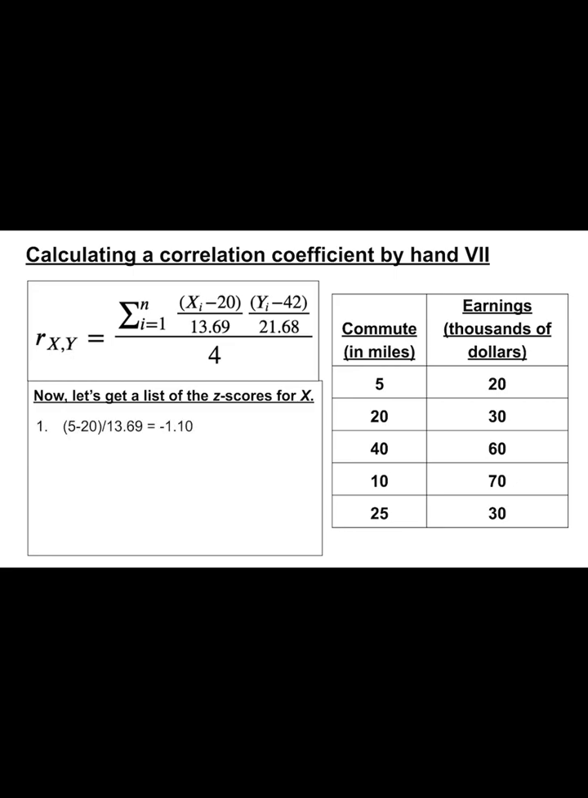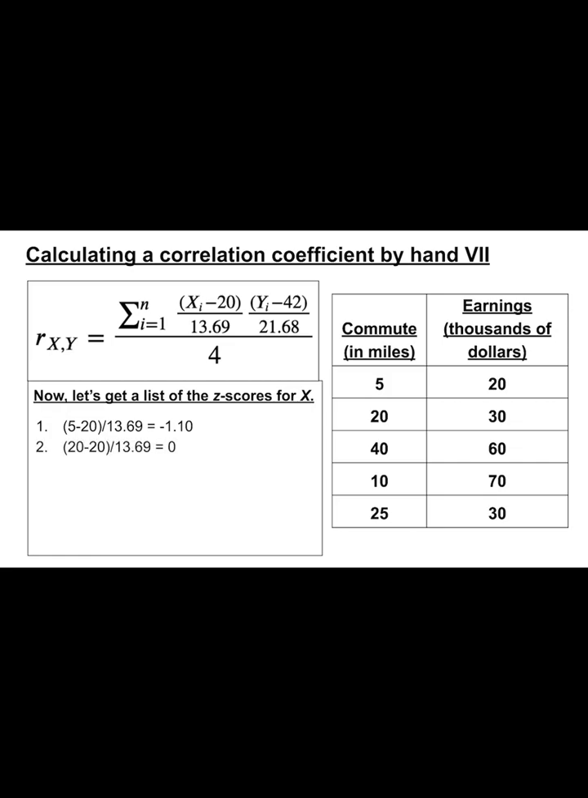So our first z-score, and note by the way that this does not have a parametric meaning here. So these data don't have to be taken from a normal distribution. They can just be taken from any arbitrary distribution, and this will still have some desirable properties. So we take 5 minus 20, that's the first observation, divide by 13.69 and get negative 1.10.